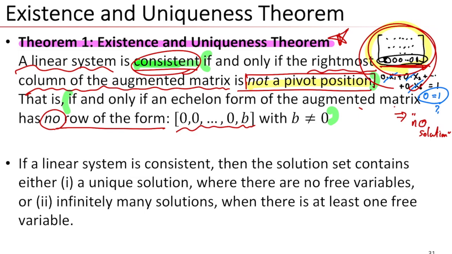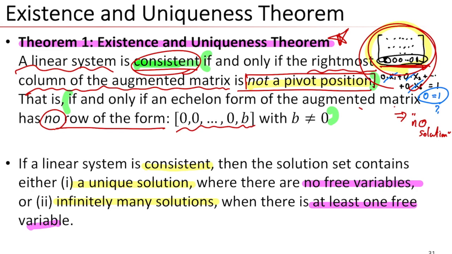If you remember last week's lecture, if the linear system is consistent, then there are two possibilities for the solution set. The first one was the unique solution, where there is no free variable, and infinitely many solutions when there is at least one free variable.